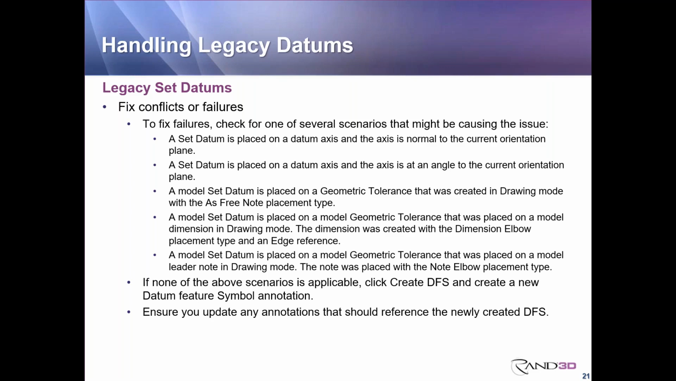If you've got a model where the set datum is placed on a geometric tolerance that was created in drawing mode with the free note placement type, since the geometric tolerance was created as a free note in the drawing environment, it's going to fail to convert because it doesn't have any references in the model directly and is treated as a draft geometric tolerance in part mode.